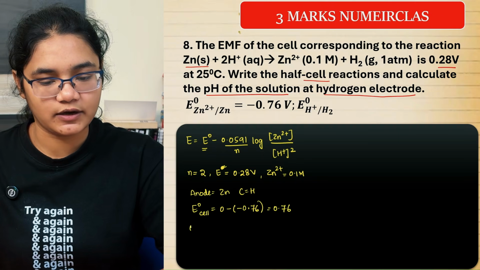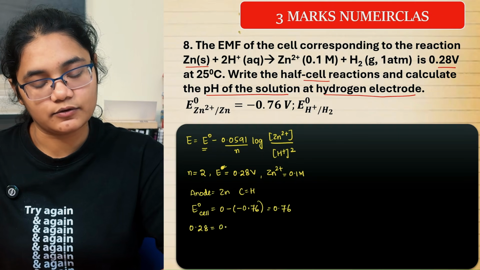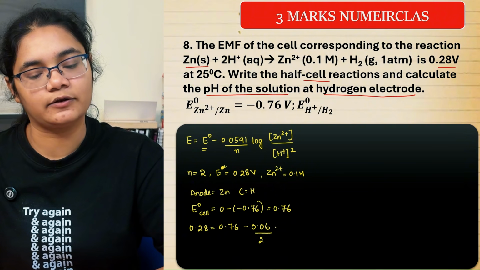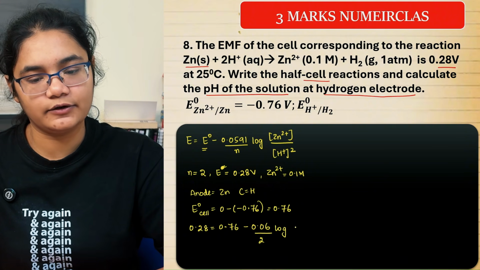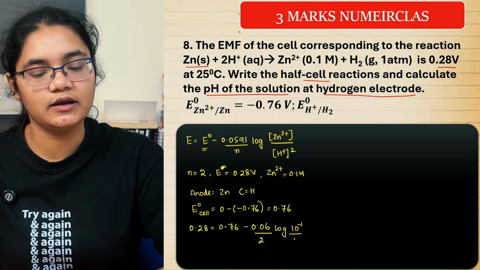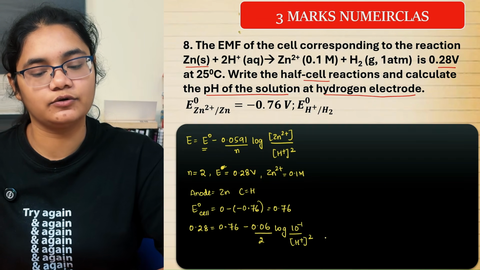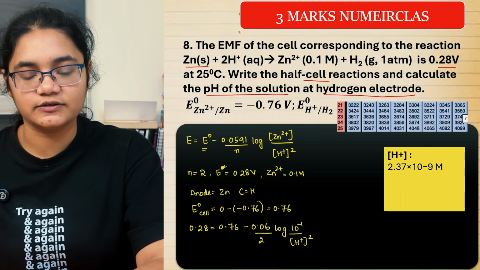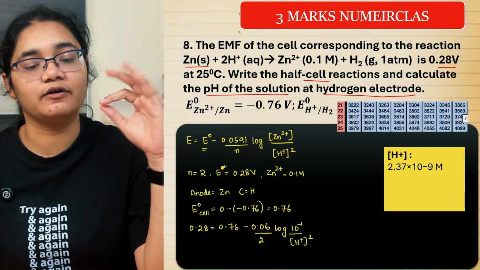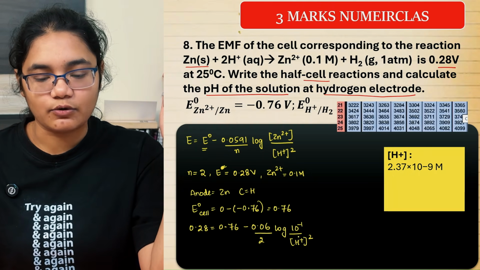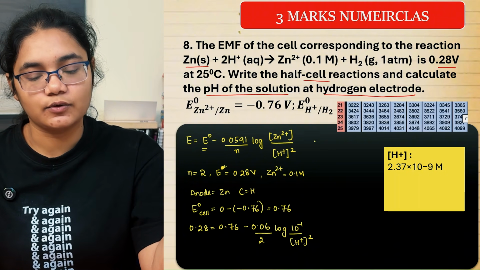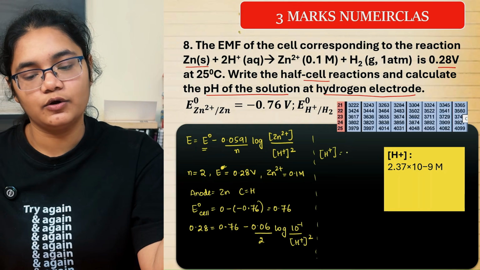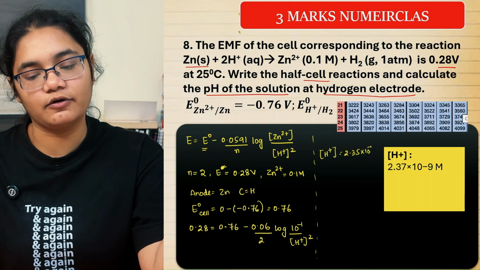So now if I solve this one, I'll get 0.28 is equal to 0.76 minus 0.059, I'm just taking 0.06 for easy calculation, log of Zn2 plus concentration, which is 10 to the power of minus 1, divided by H plus concentration to the power of 2. Now solve this and first find the H plus concentration. You will find the H plus concentration to be 2.37 into 10 to the power of minus 9 molar. Once you have found this, the next thing is to find the pH.